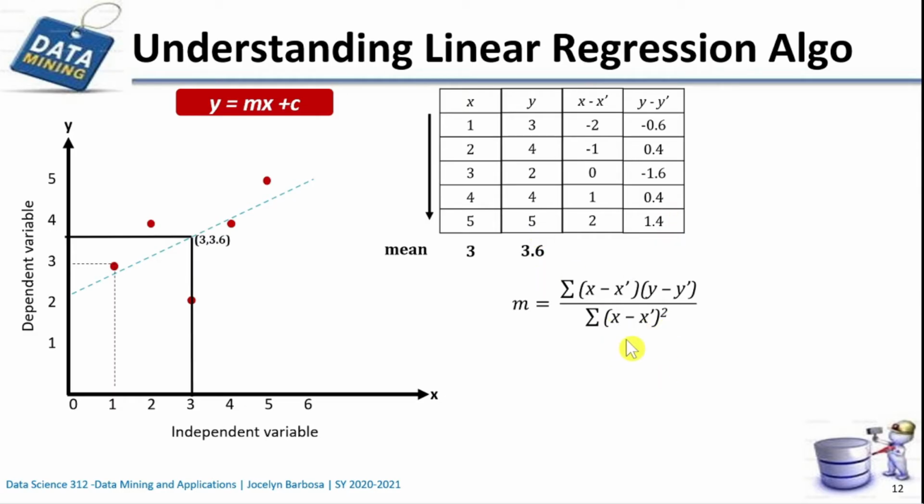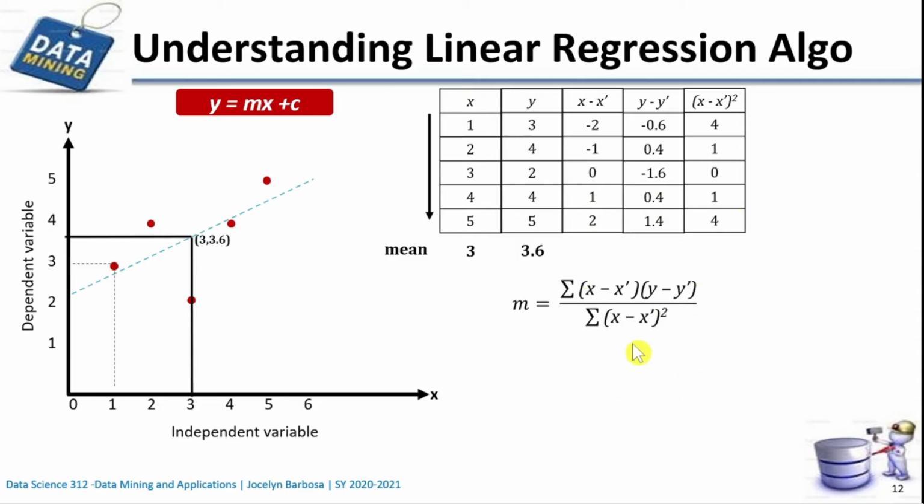And then what we are lacking right now is the square of the difference between this x and the mean x. And so if we calculate, we have the square of negative 2 is 4, the square of negative 1 is 1, 0 for 0, and then 1 squared is 1, and 2 squared is equal to 4.